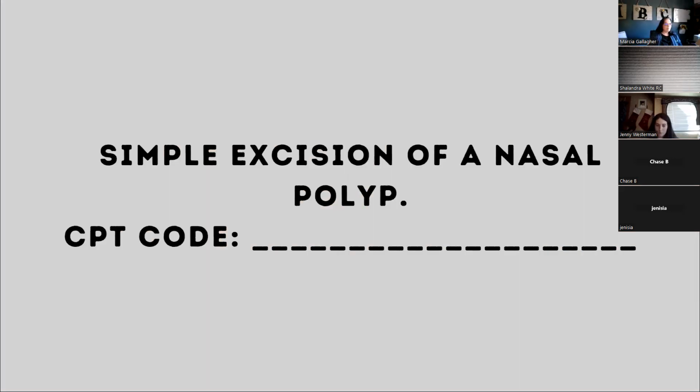All right, this is going to be our last one, and it's going to be easy. So we did an excision of a nasal polyp. So what did we do? Excision. We excised something. So we go to excision. And our nasal is our nose, right?